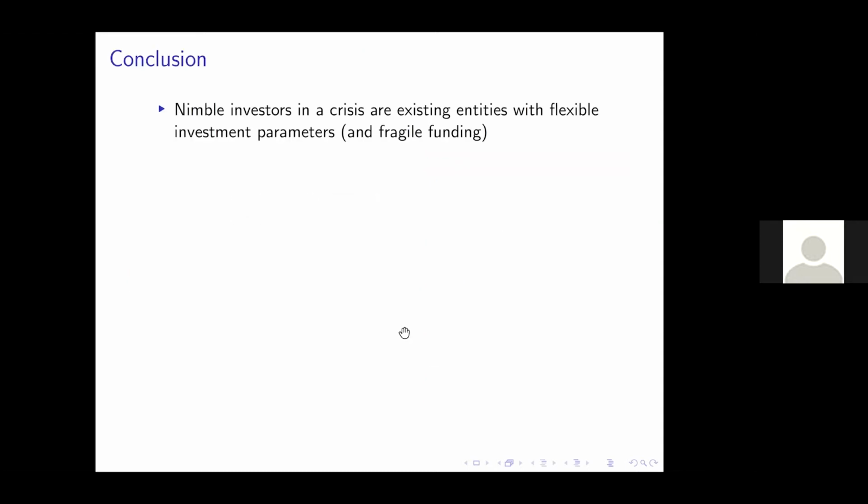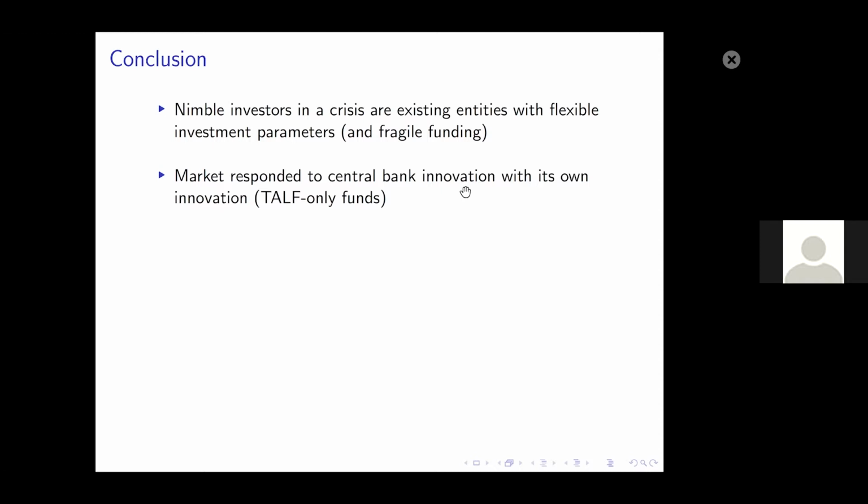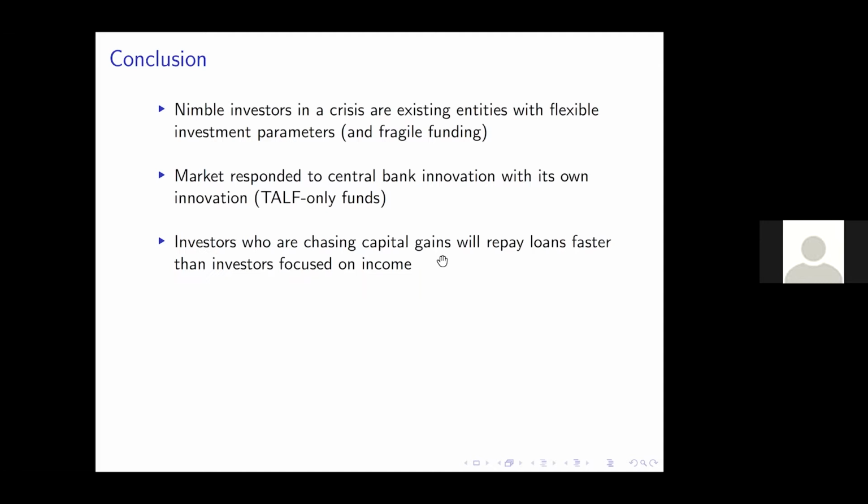Okay, so what are the final takeaways here? First of all, the nimble investors in the crisis are existing vehicles with flexible investment parameters, hedge funds, for instance, but they also have fragile funding. Markets respond with their own innovation to central bank innovation, in this case the TALF-only funds. Investors who are chasing capital gains, such as hedge funds, will repay much faster than income-focused investors, such as insurance companies and pension funds.